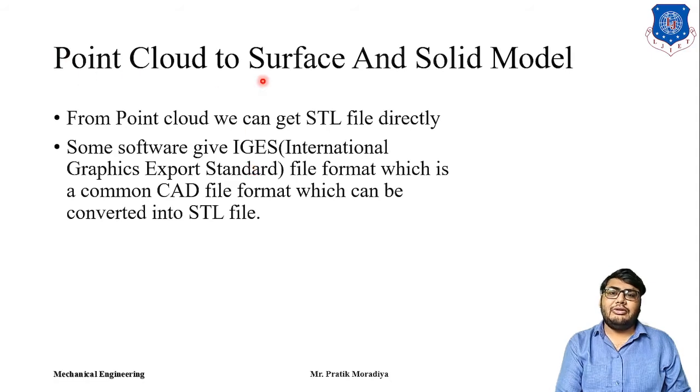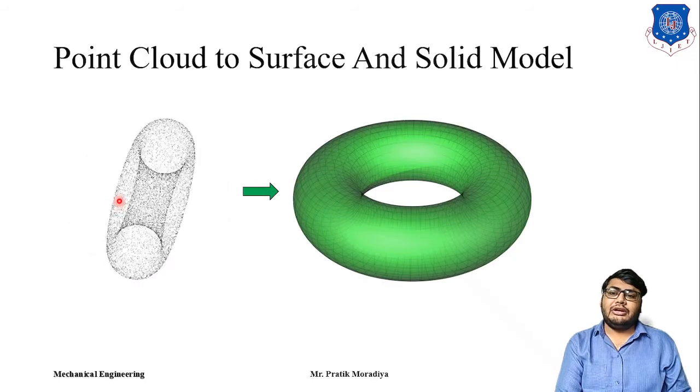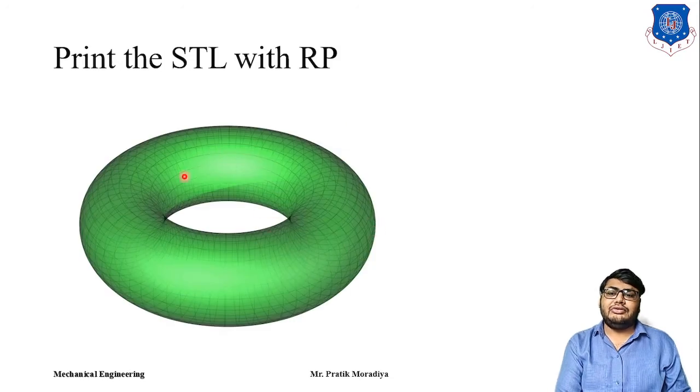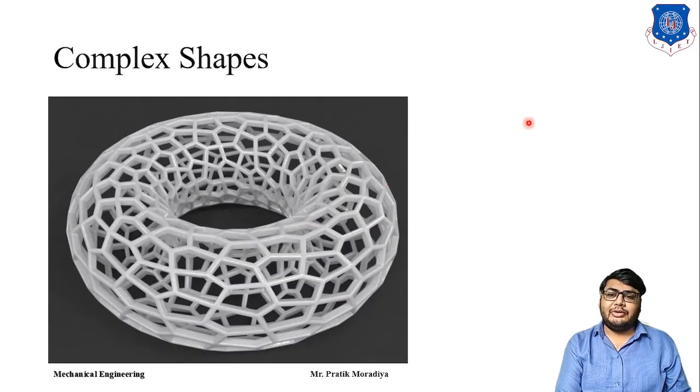Now once you have a point cloud, how do you make it into a surface and then a solid? From a point cloud we can get an STL file directly, or we can get an IGS file which can be converted into a CAD model, which can then be converted into an STL file. Once you have this point cloud, the software will convert it into a surface or 3D model file, and once you have this 3D model file, you convert it into an STL file. The STL file will then be given to the rapid prototyping machine, and you can produce very complex shapes, very complex designs, in very little time, without doing the design and measuring of dimensions, and you can have the object directly.